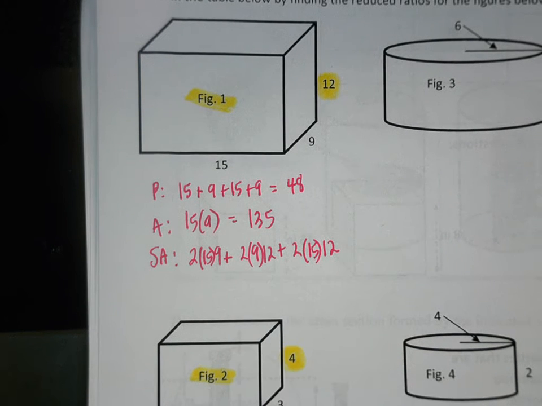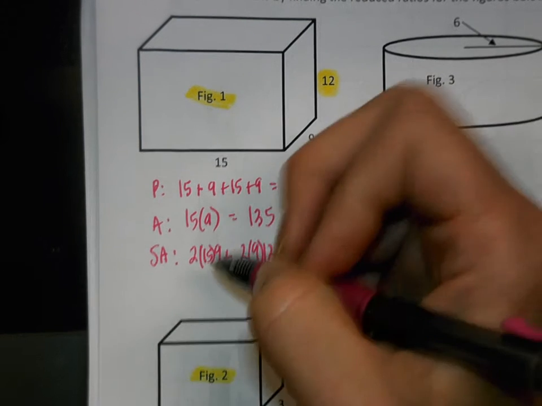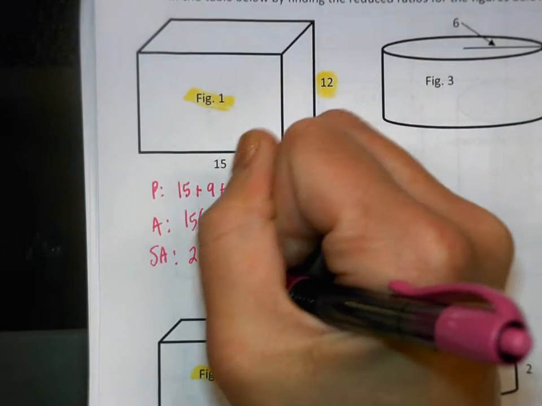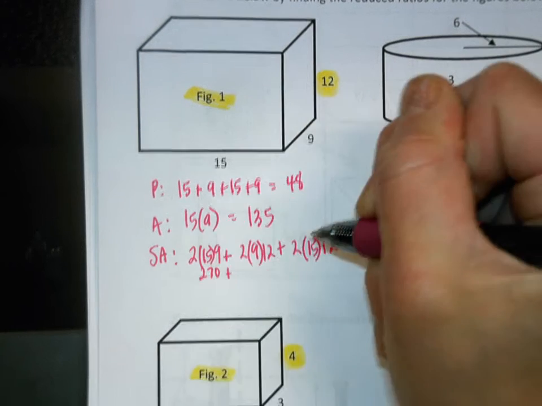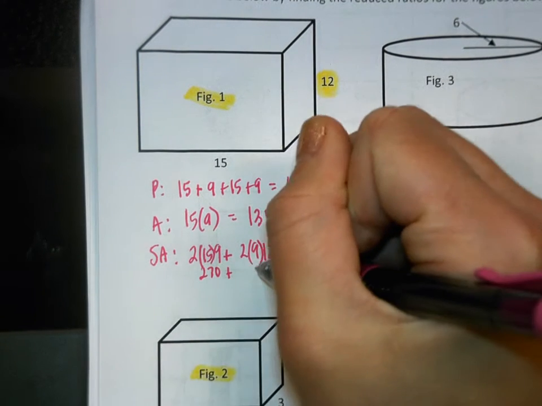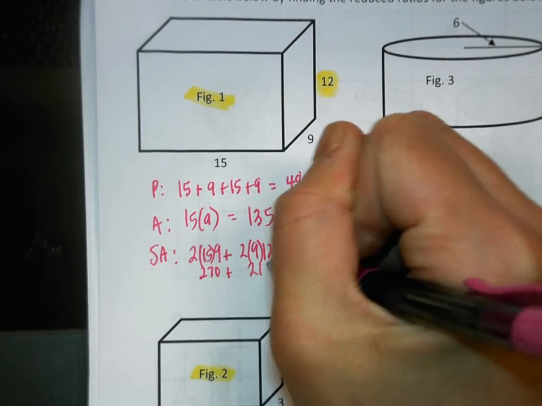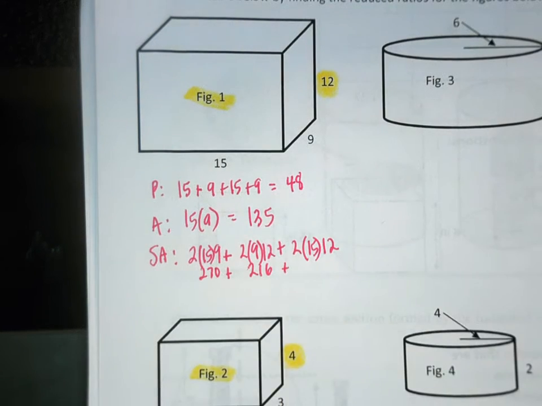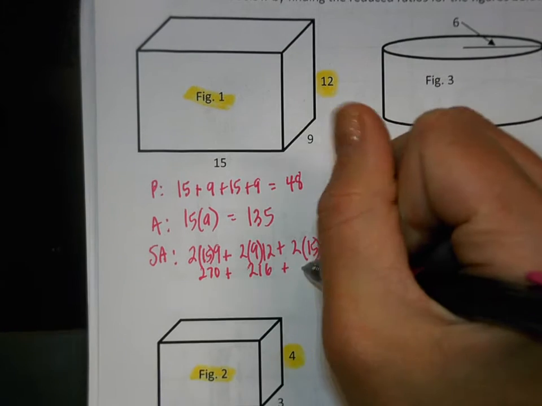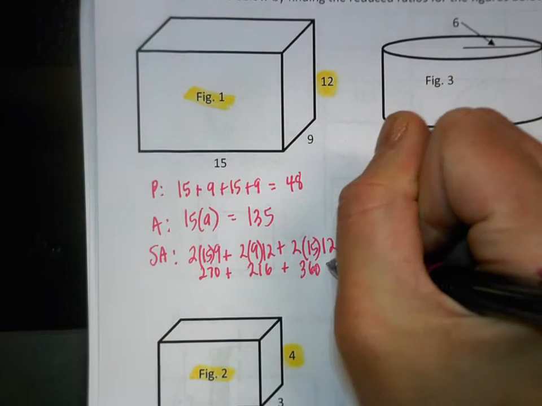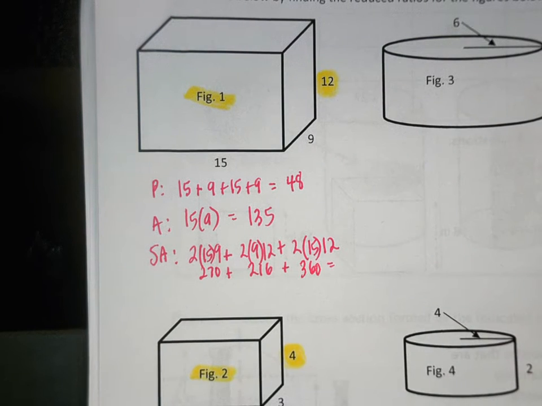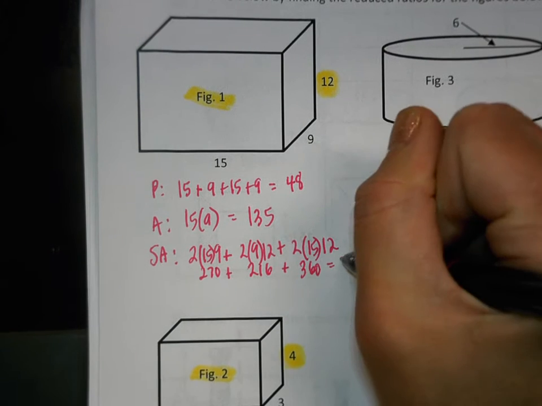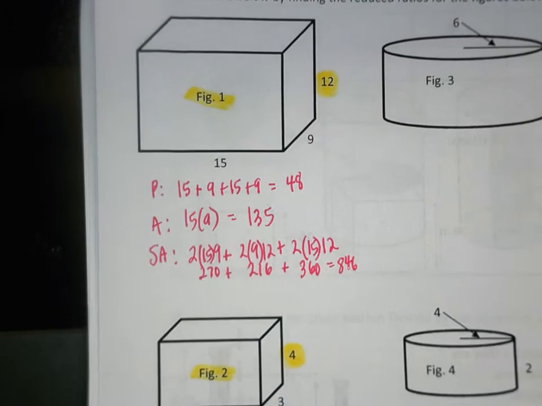Okay. You're welcome. Okay, so we multiply 2 times 15 times 9, and it's 270. Plus 2 times 9 times 12 is 216. And 2 times 15 times 12 is 360. And you add all those together, and we get 846. Very good. Okay, so now we're going to do the surface area of figure 2.